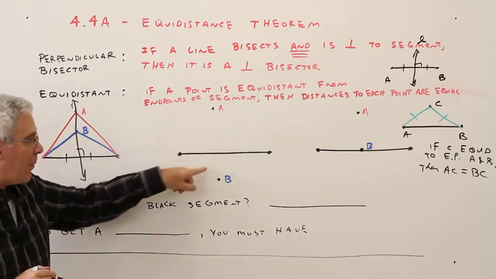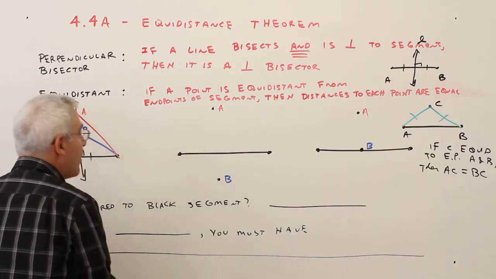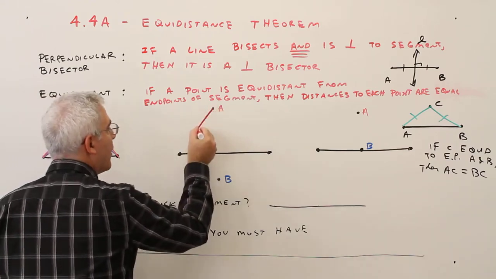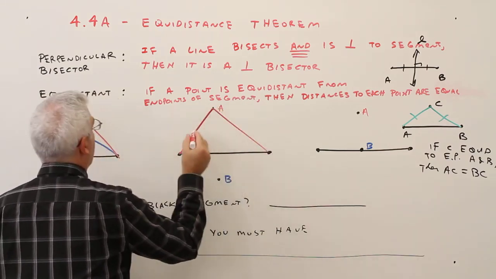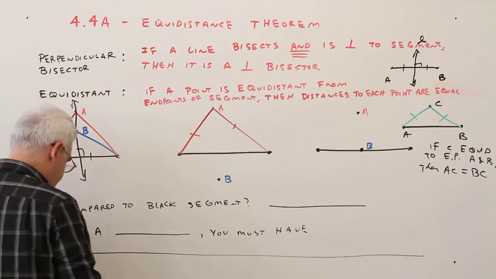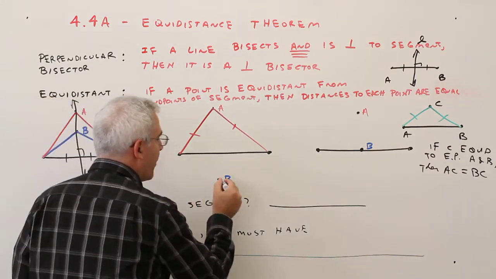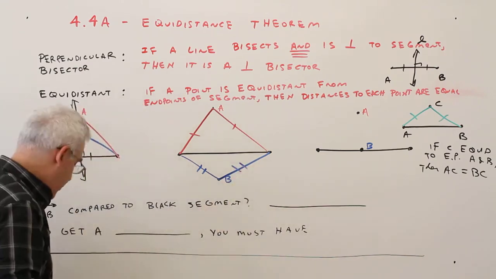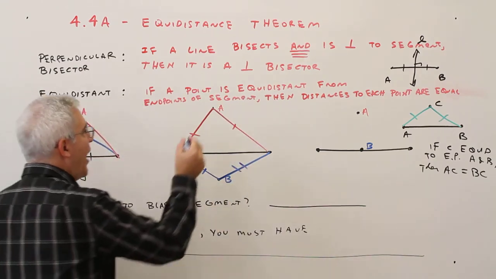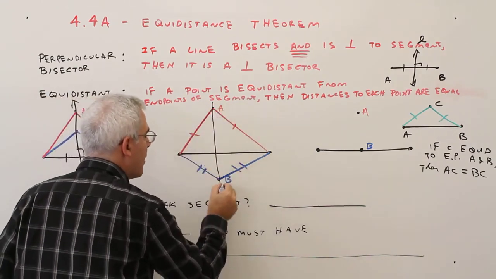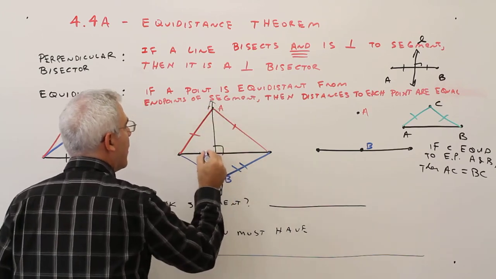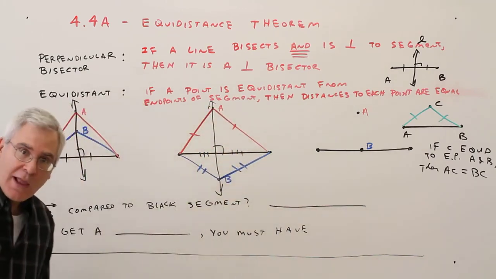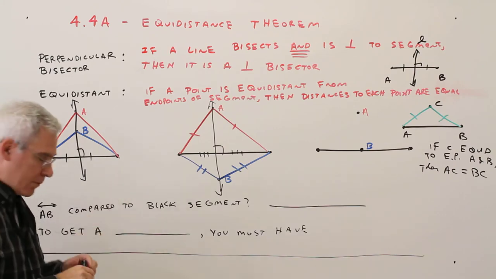Over here, we have points on opposite sides. A is equidistant to those endpoints. B is equidistant to those endpoints. And then if we connect points A and B, we again get a perpendicular bisector.